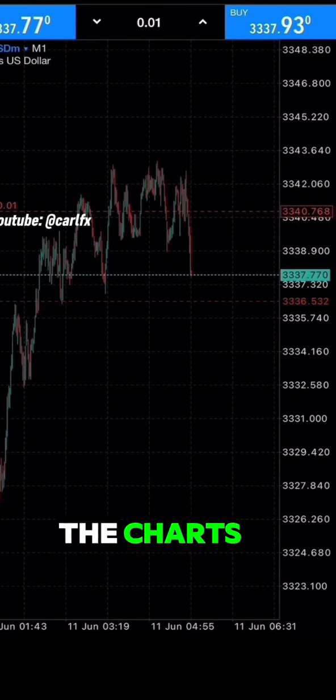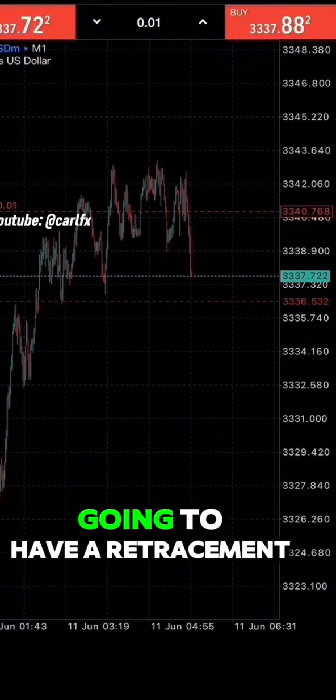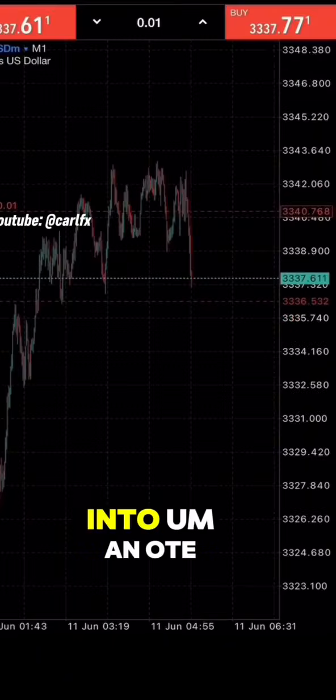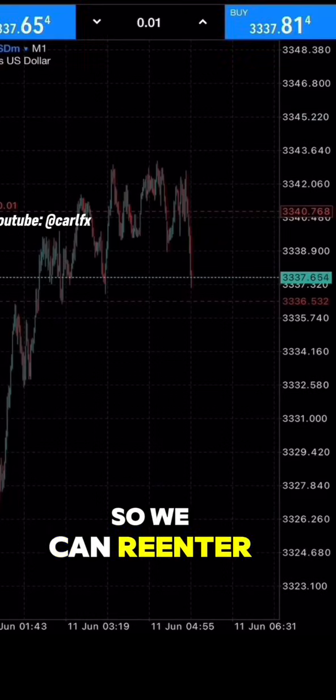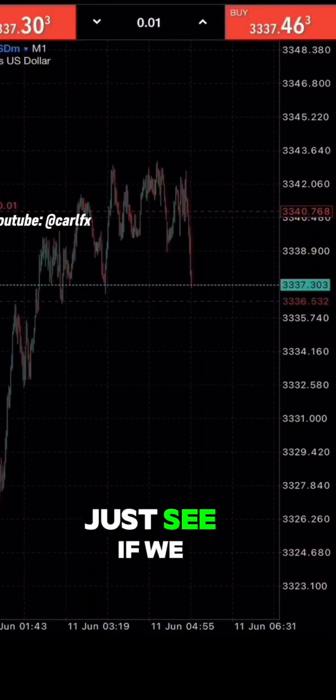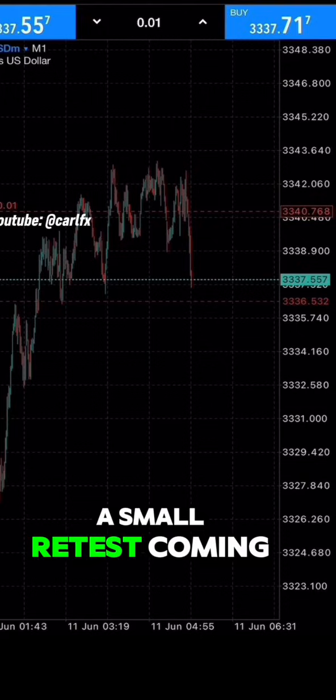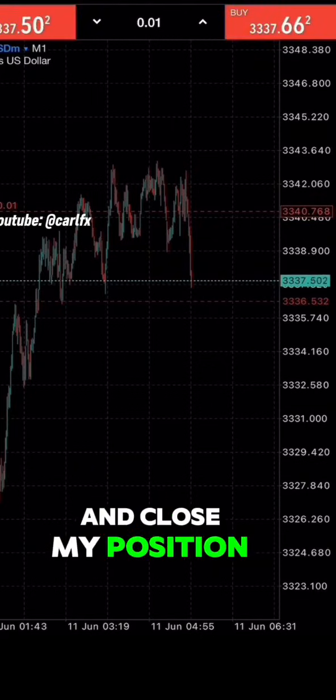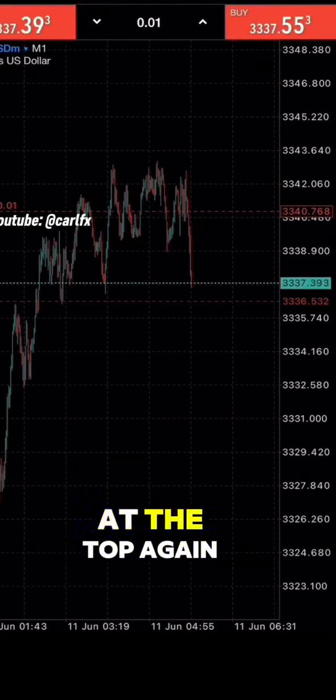I'll just look at the charts, but I suspect heavily that we are going to have a retracement into an OTE so we can re-enter. I think it also might be safe to just see if we hit TP, but if we see a small retracement coming, I'll just go ahead and close my position. Then I'll re-enter right at the top again.